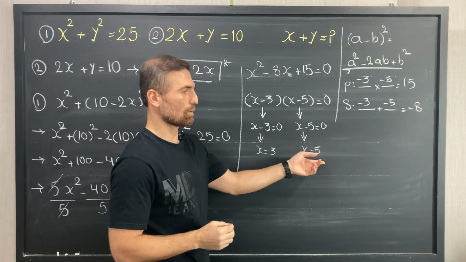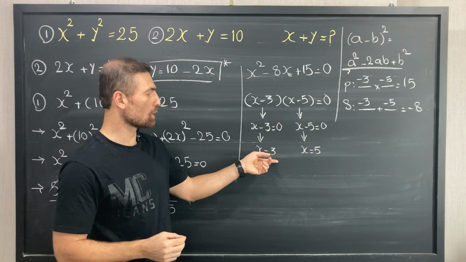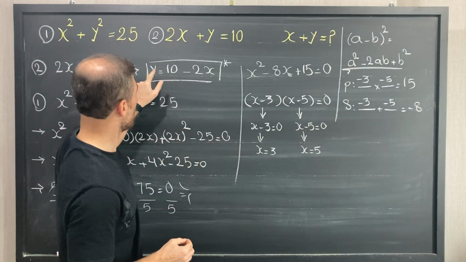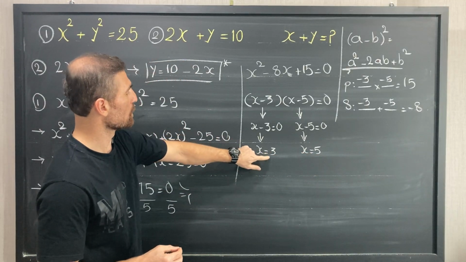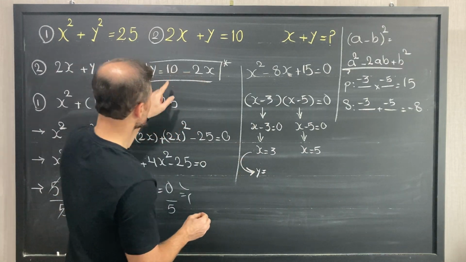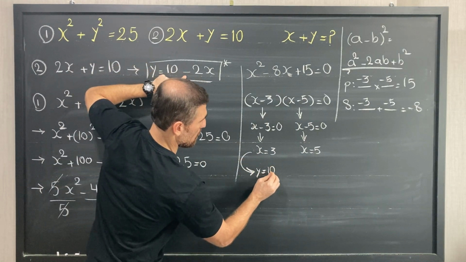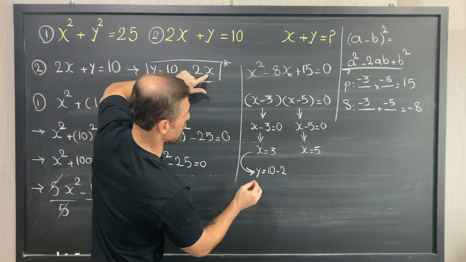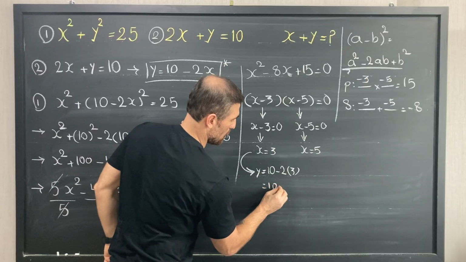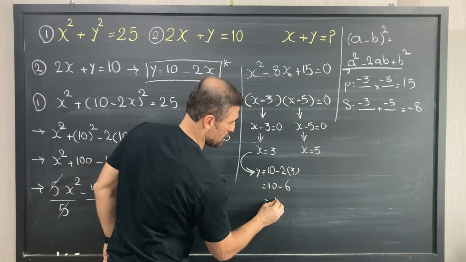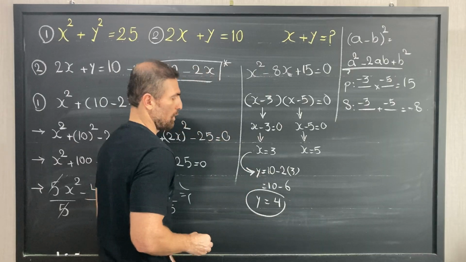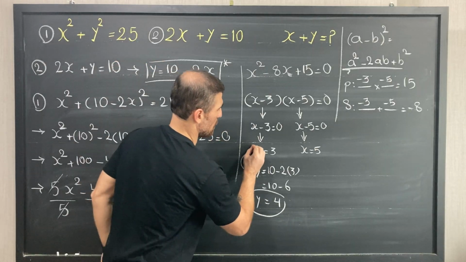So we have two stories. In story 1, x is 3. In story 2, x is 5. Let's see what is the value of y when x equals 3. When x equals 3, y is going to be 10 minus 2 times x, which means 3. So 10 minus 6, 4. This is the value of y when x is 3.